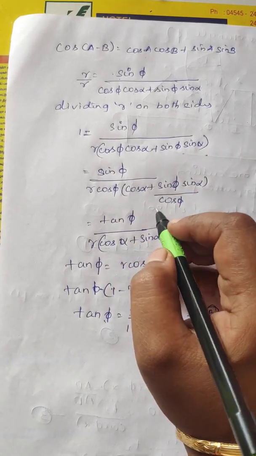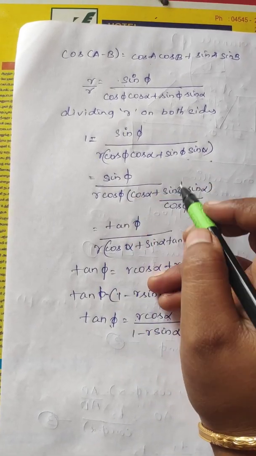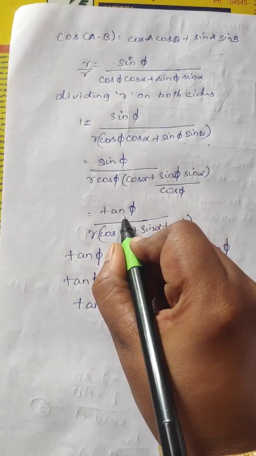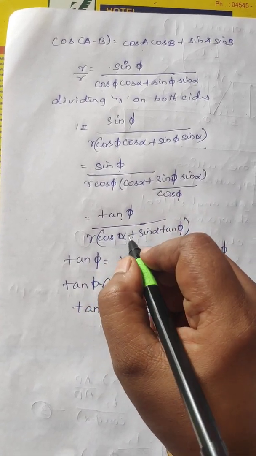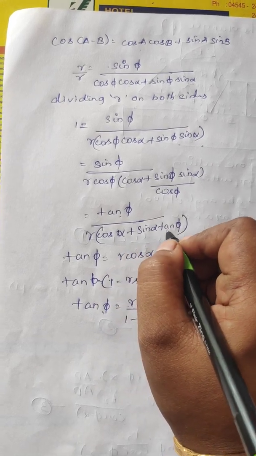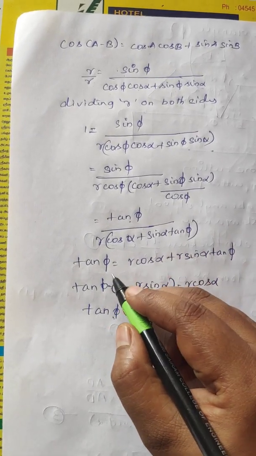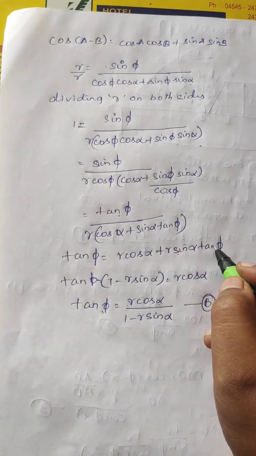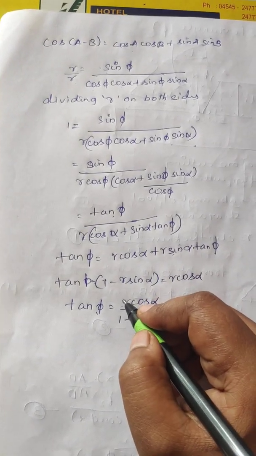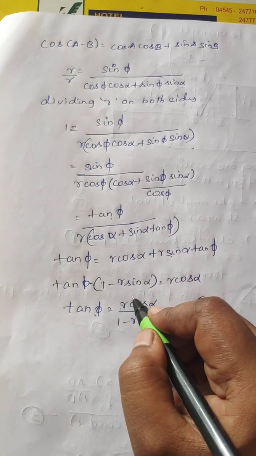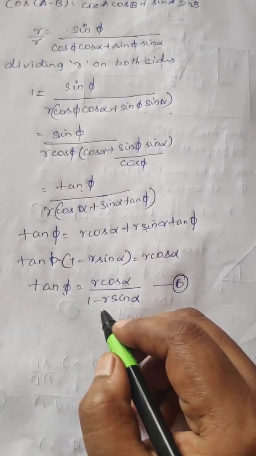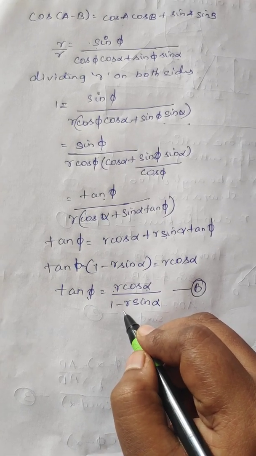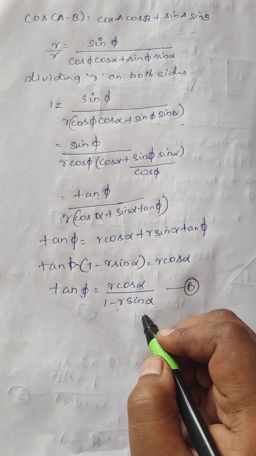Taking the common terms out and rearranging the equation, we get tan phi is equal to 1 by r into cos alpha plus sin alpha tan phi. Taking tan phi on one side, we get r cos alpha plus r sin alpha tan phi. Rearranging the similar terms on one side, the final equation we get is tan phi is equal to r cos alpha by 1 minus r sin alpha.